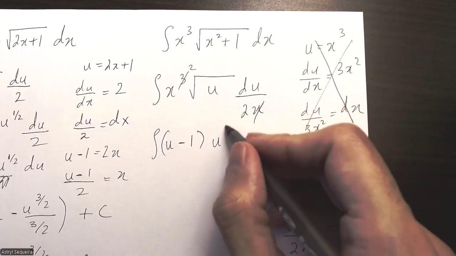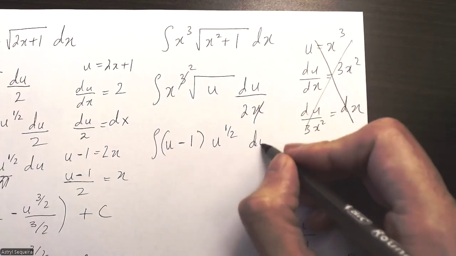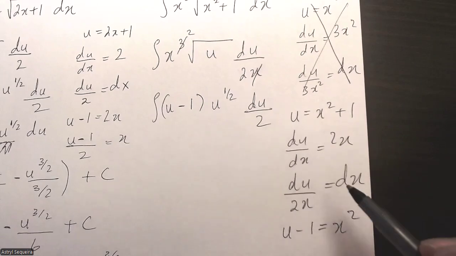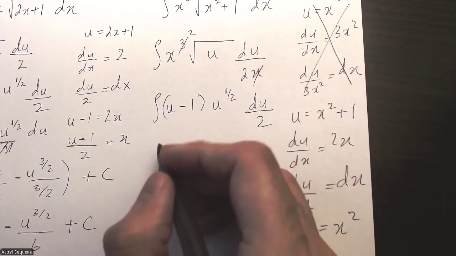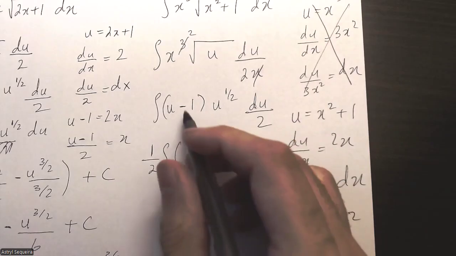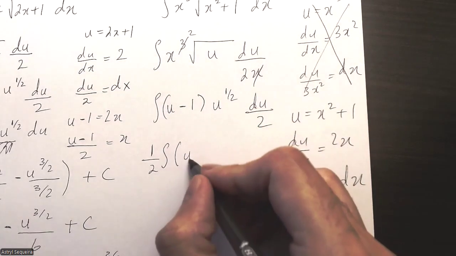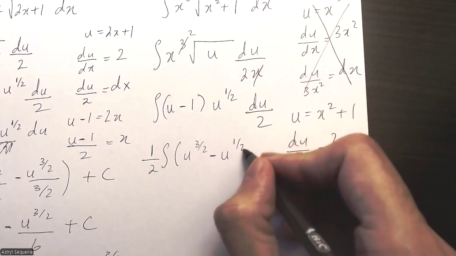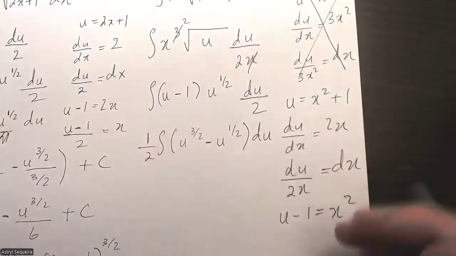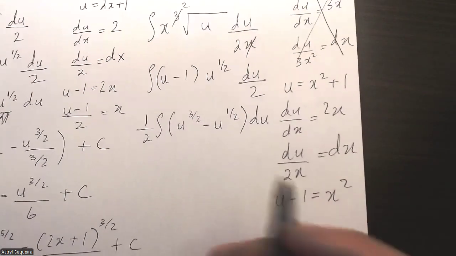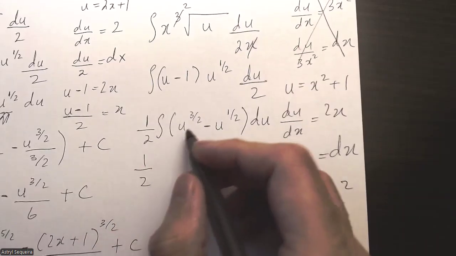So I can replace the x square over here with u minus 1. And I'll just write this as u to the half instead, and du over 2. Now we just have to simplify and integrate this. I'm just going to write the 1 over 2 at the front. And then over here, I'm multiplying u times u to the half is u to the 3 over 2. Negative 1 times u to the half is u to the half. Now all I have to do is integrate this.